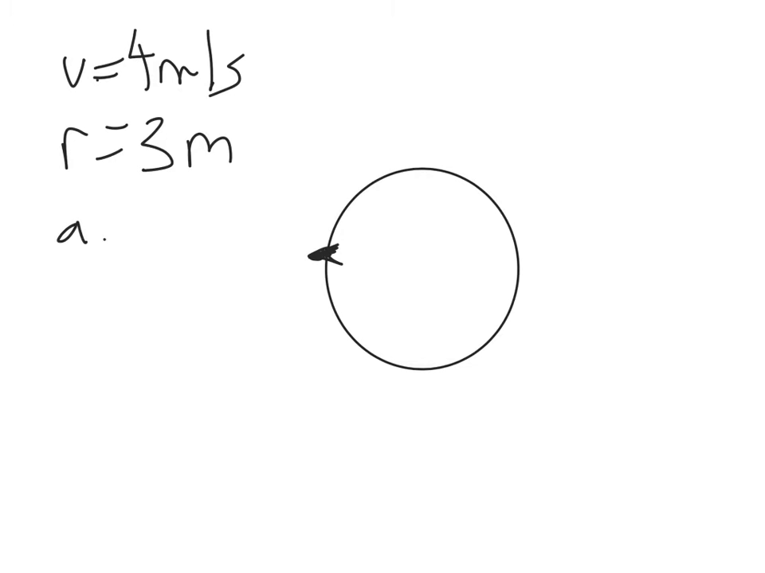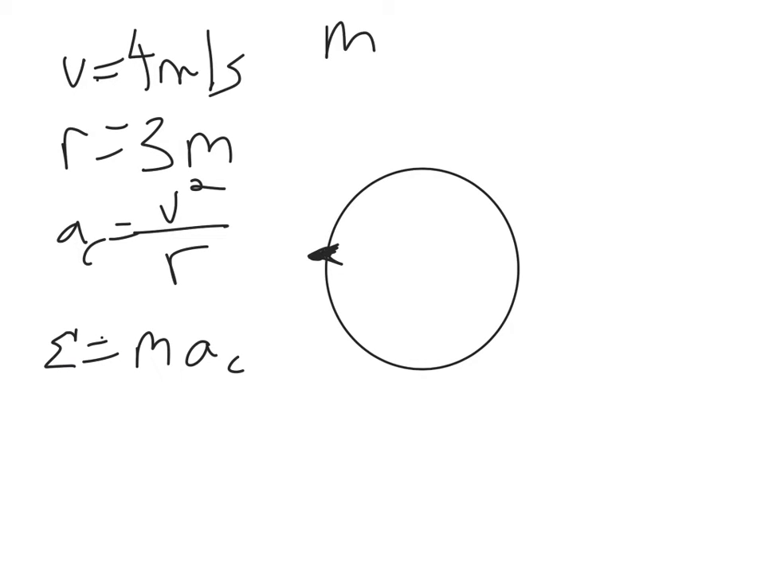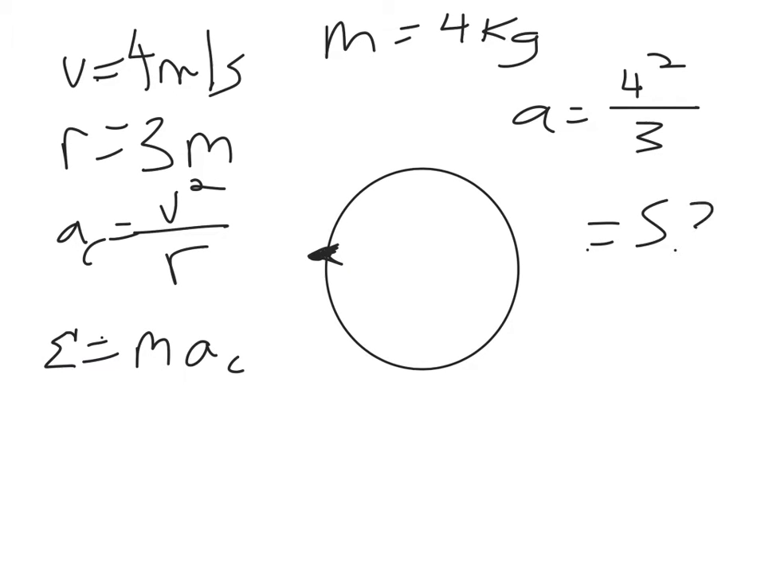So acceleration is just v squared over r, and my net force is going to be the mass times that acceleration. Also, let's just say that the mass is 4 kilograms. To find my acceleration, I'm going to take 4 squared over 3. 16 over 3 is a little over 5. It's 5.33, I believe. And that is meters per second squared.